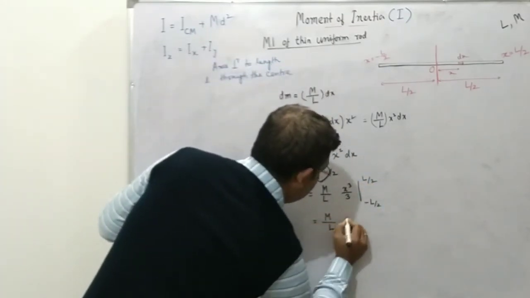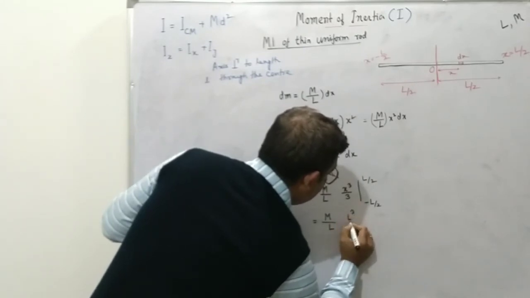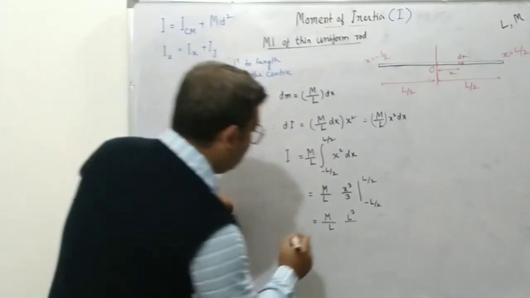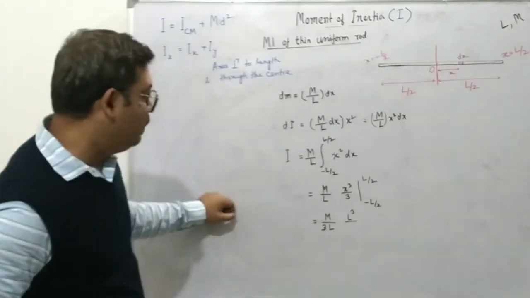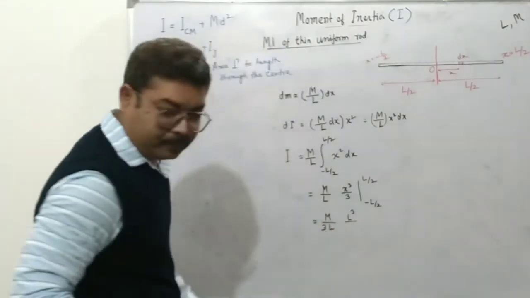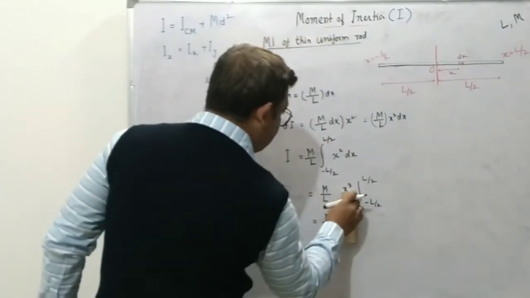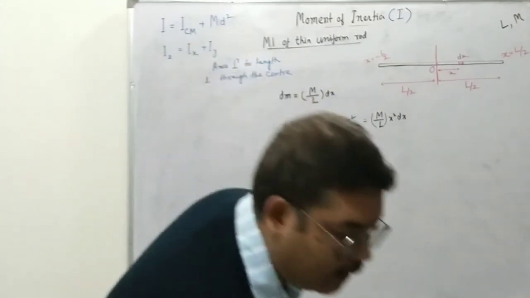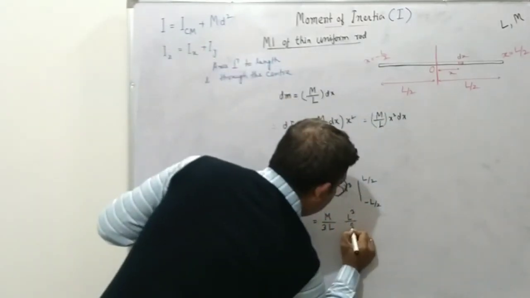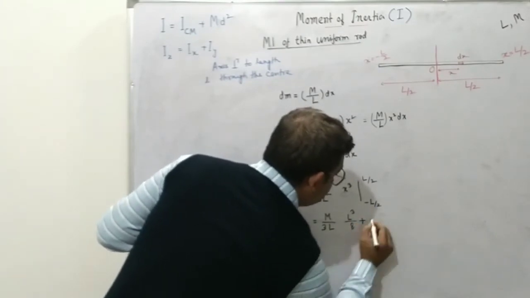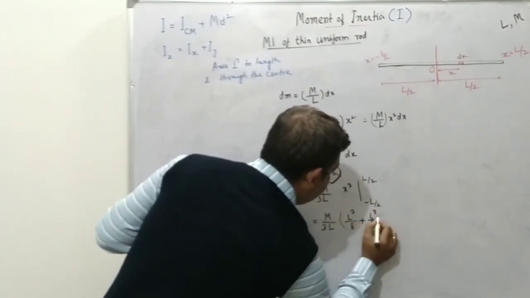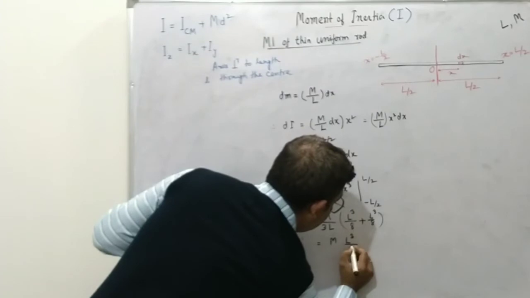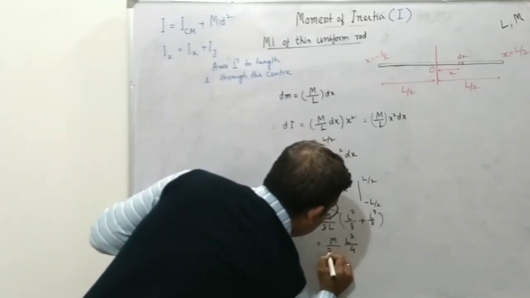Or we can say M by L, L cube, 2 cube is 8, right? Let's take 3 outside, M by 3L. So if we take 3 outside, we can rewrite this as x cube, and this is 3L, right? So x cube is L cube by 8, minus minus will give us plus L cube by 8, which is equal to M L cube by 4, and this is 3L.